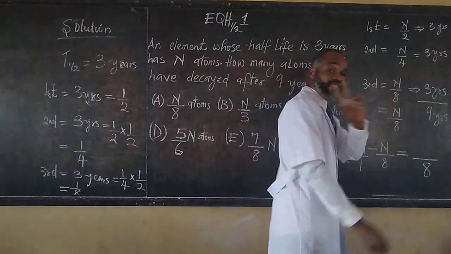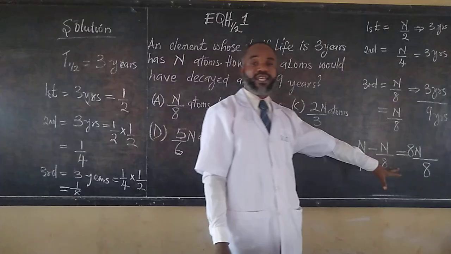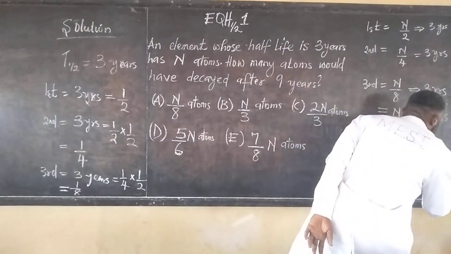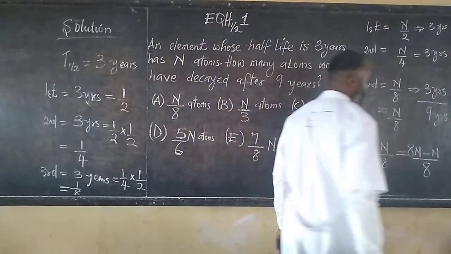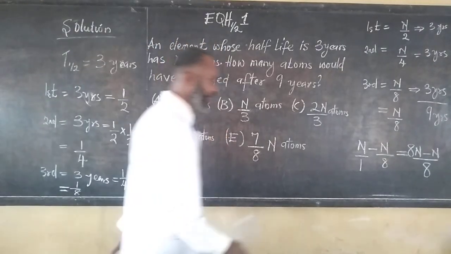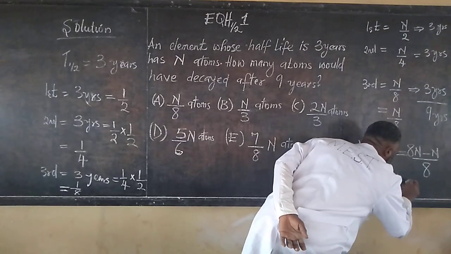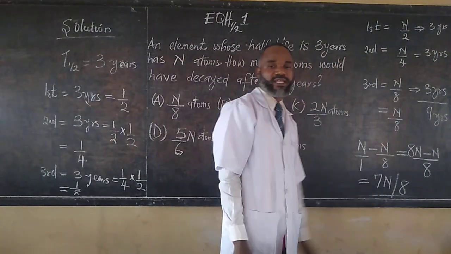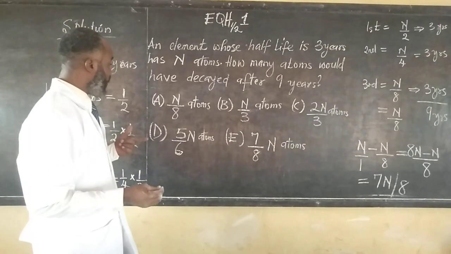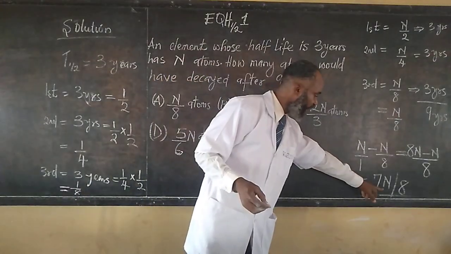So 8 divided by 1 times N becomes 8N, and 8 divided by 8 is just 1, times this, that is minus N. So invariably we have 8N minus N. And finally, our answer becomes 7N over 8. That is what the answer should be. That means the number of atoms that will remain after 9 years is simply 7N over 8.